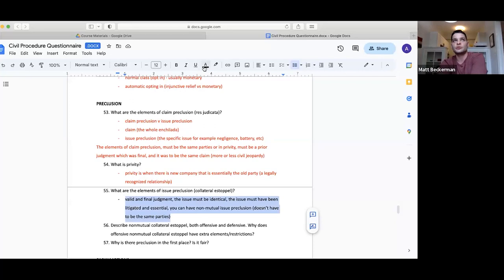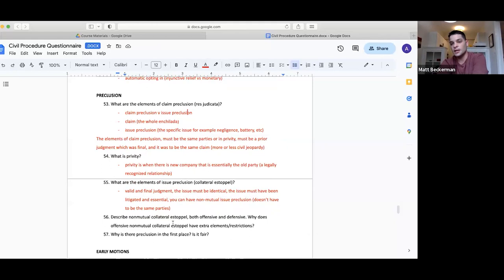So let's say party A sues the mall because they tripped over the stump, but then the mall gets the case dismissed because of improper service of process. The issue of negligence was never actually decided. Exactly. So even though there might be claim preclusion against party A, there's no issue preclusion against party B because the negligence issue was never actually litigated and decided.